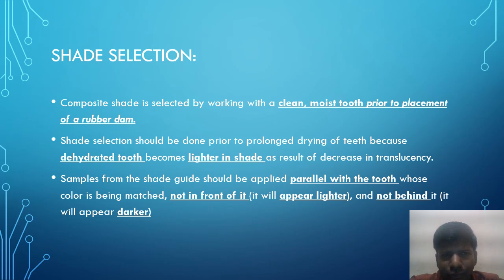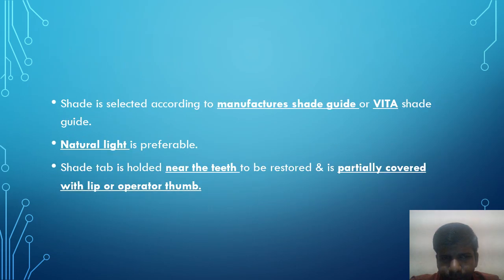Coming to shade selection, composite shade is selected by working with a clean, moist tooth prior to placement of the rubber dam. The shade selection should be done prior to prolonged drying of the teeth because a dehydrated tooth becomes lighter in shade as a result of decrease in its translucency. Samples from the shade guide should be applied parallel with the tooth whose color is being matched, not in front of it, because if we place it in front, it will appear lighter, and also not behind it, because if we place it behind, it will appear darker.